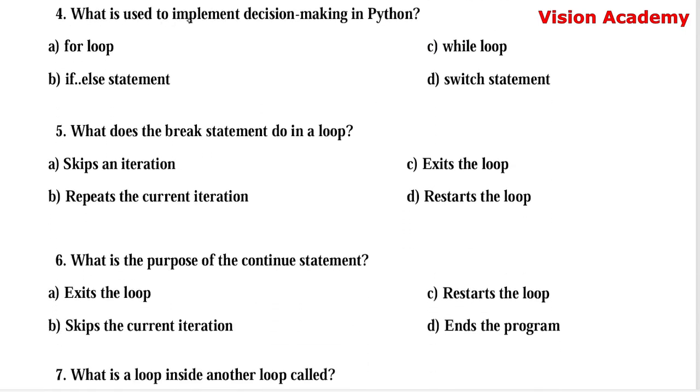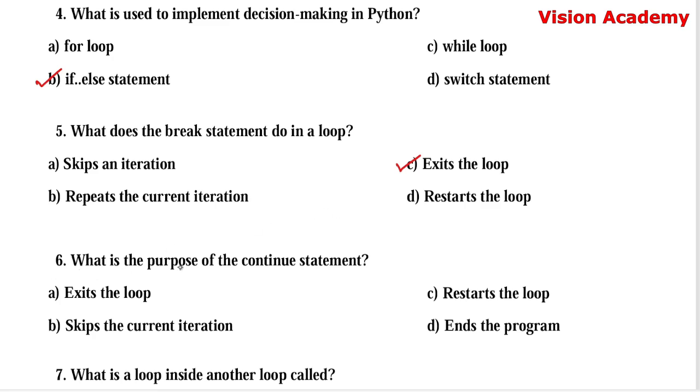Question number 4. What is used to implement decision making in Python? Option A, for loop, B, if else statement, C, while loop, D, which statement. Here, option B, if else statement is the right answer. Question number 5. What does the break statement do in a loop? Option A, skips an iteration, B, repeats the current iteration, C, exits the loop, D, restarts the loop. Here, option C, exits the loop is the right answer.